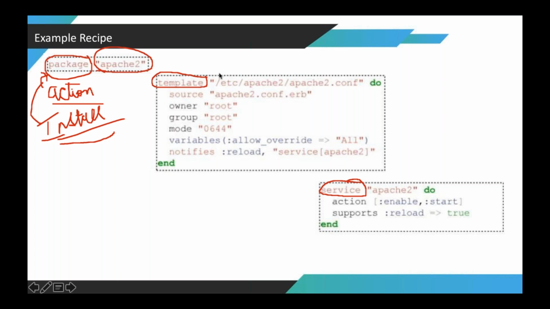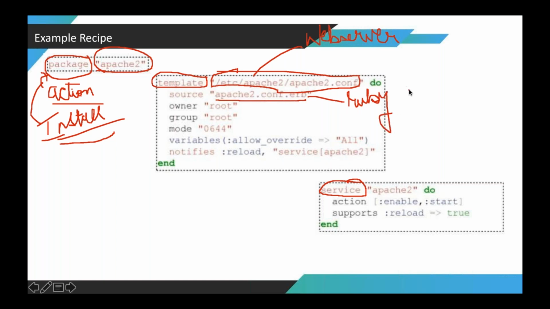Okay, next let's talk about this template resource. So this is the main configuration file for the Apache web server, /etc/apache2/apache2.conf. If you want to manage a web server, then you are going to need to manage this configuration file. So it's possible with Chef that you create apache2.conf.erb. This .erb is basically your Ruby file, and Ruby is the language which is used by Chef. So we are going to create it with this extension in the Chef server itself.